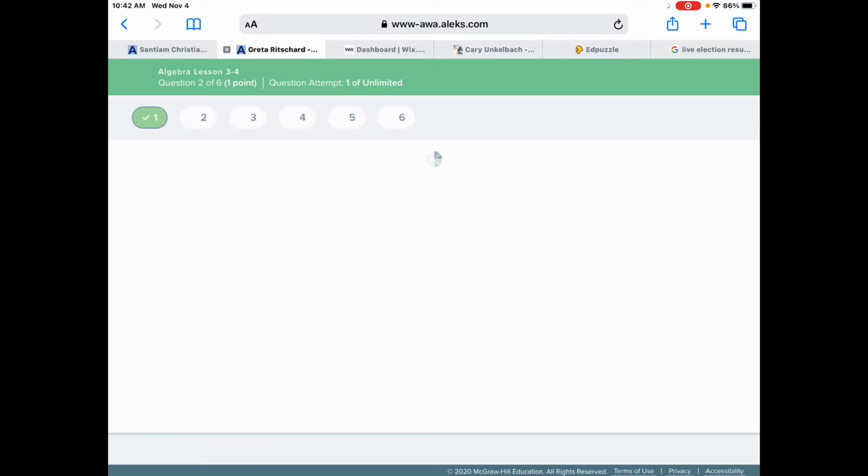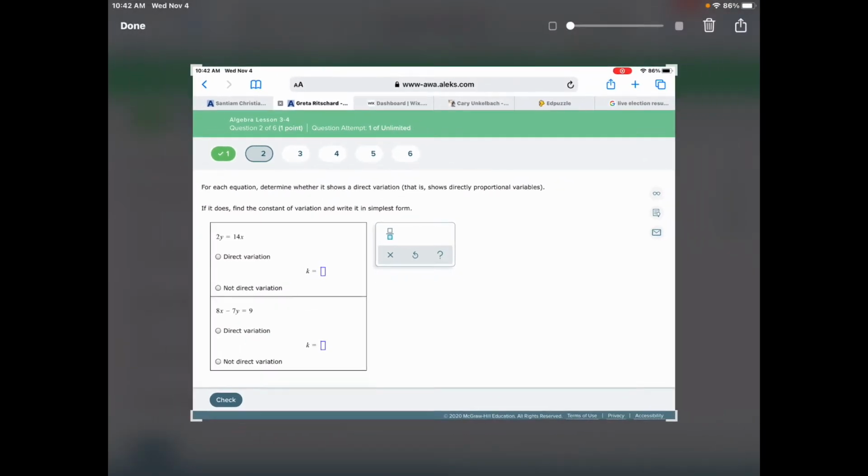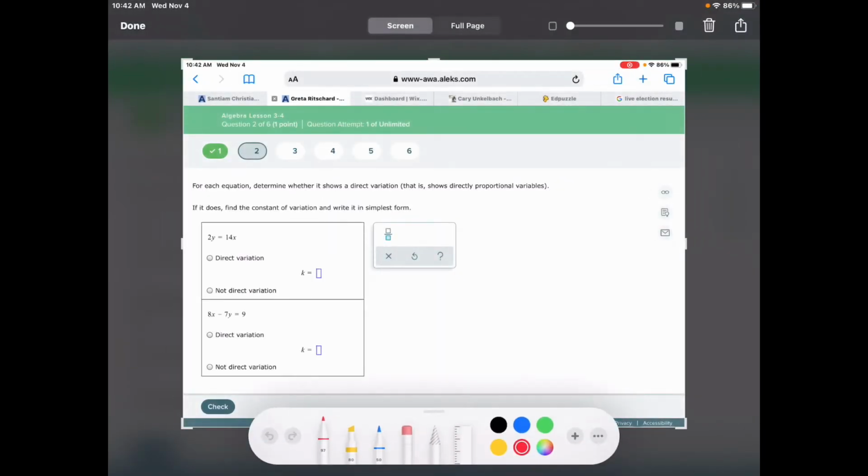Got it. Number 2 says, for each equation determine whether it shows a direct variation. If it does, find the constant of variation. So what I can do is I can look at it like this. If I have 2y equals 14x, and a direct variation will always be y equals some number times x, I can actually put this one in that form, y equals 7x. And so, yes, the constant of proportionality is going to be 7.